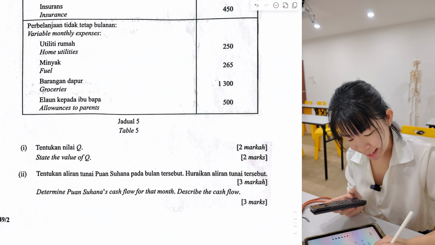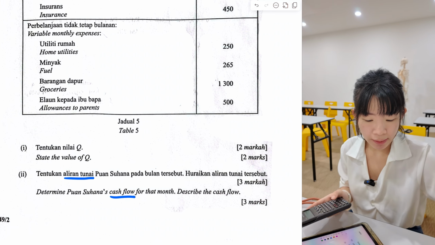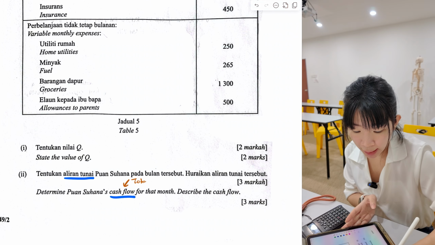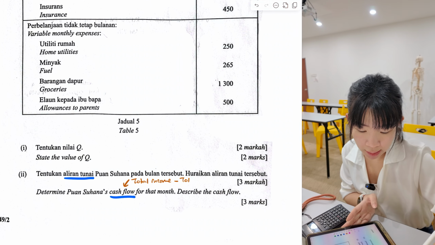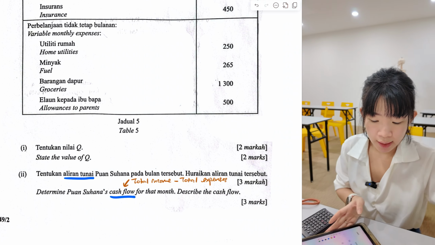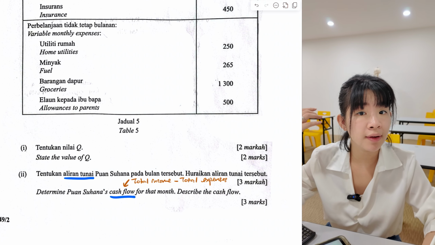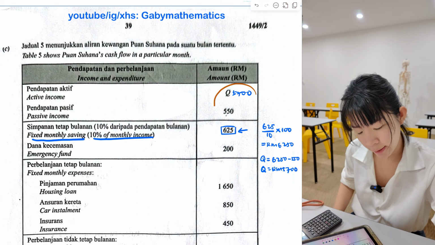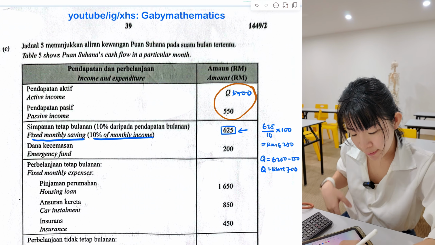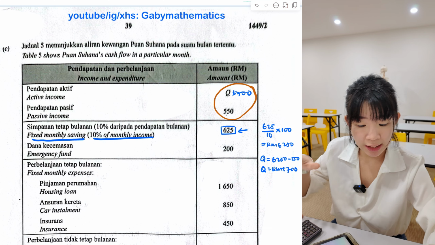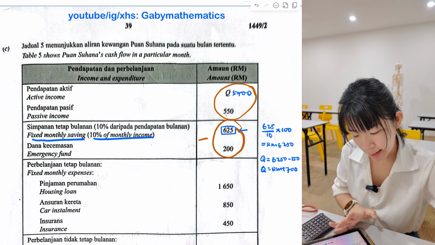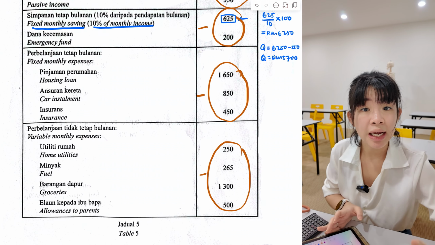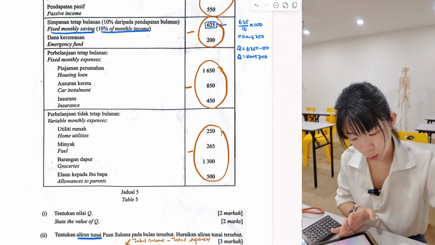Determine Suhana's cash flow, aliran tunai. Describe the cash flow. So how do we find cash flow? Cash flow is always total income minus total expenses, all the expenses. The money left is called cash flow. We have to see whether it is a positive or negative cash flow. Look at the total income, so we add everything up. Minus savings and emergency fund, which cannot be used; you have to leave them aside. Then the expenses, everything, minus. The variable expenses, also minus. See how much is left. That is called cash flow.